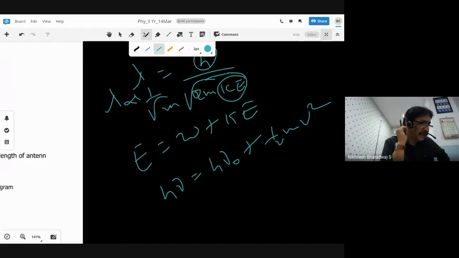What is the PN junction depletion layer? Depletion layer is the layer which is depleted of mobile charge carriers, and its thickness is in microns. This I already told you.